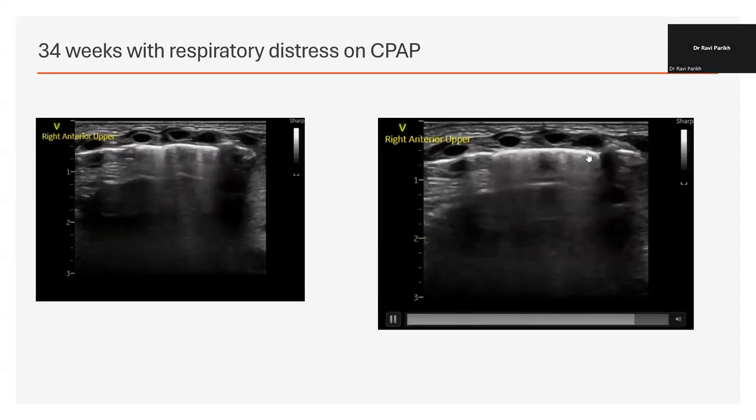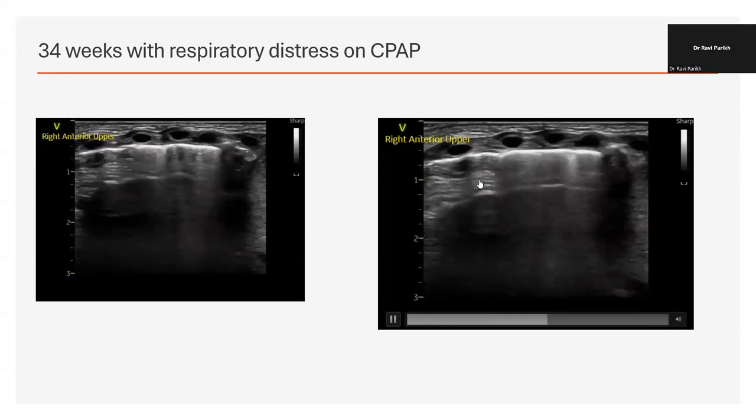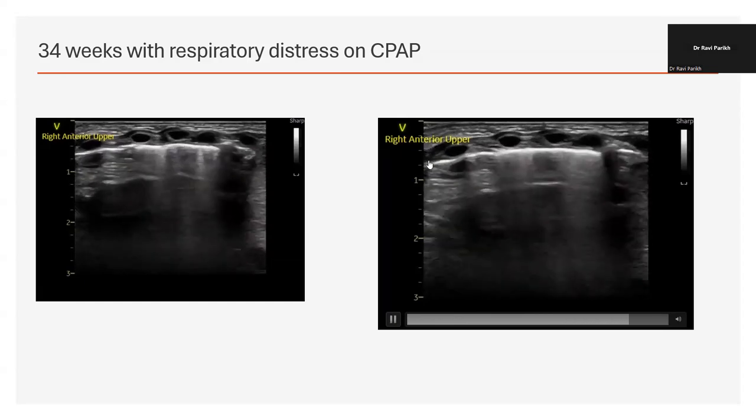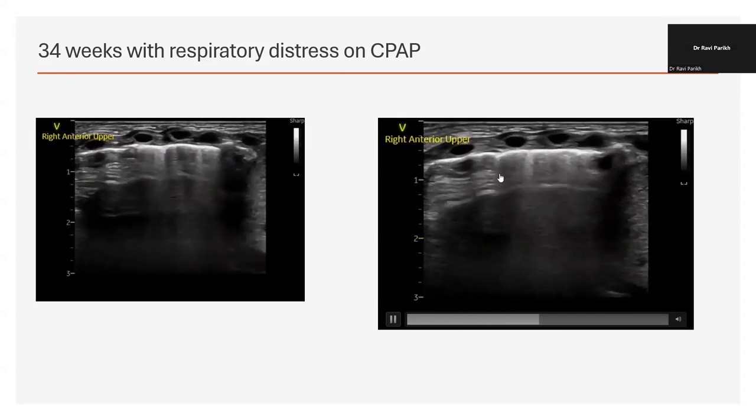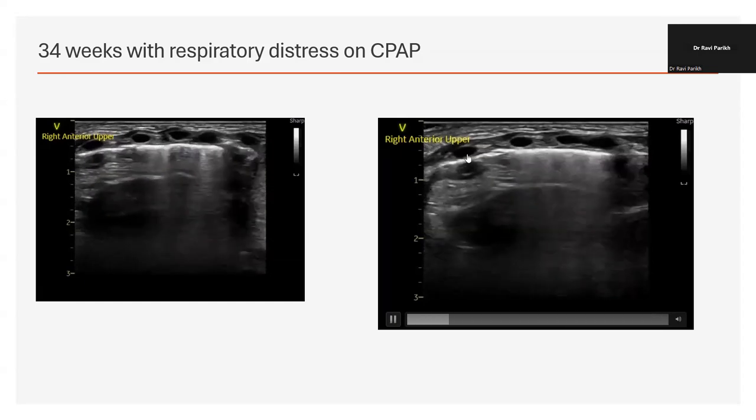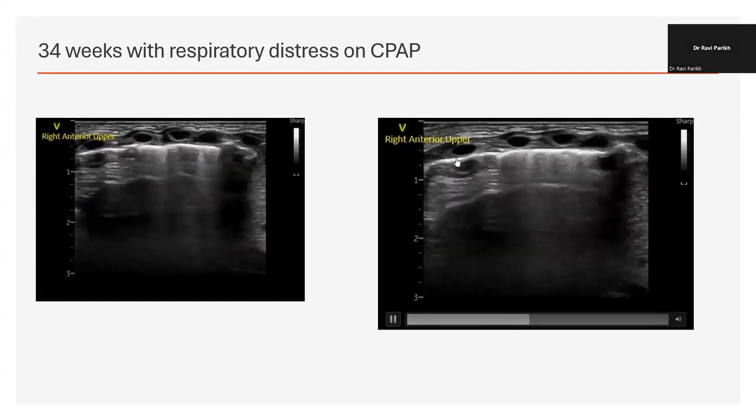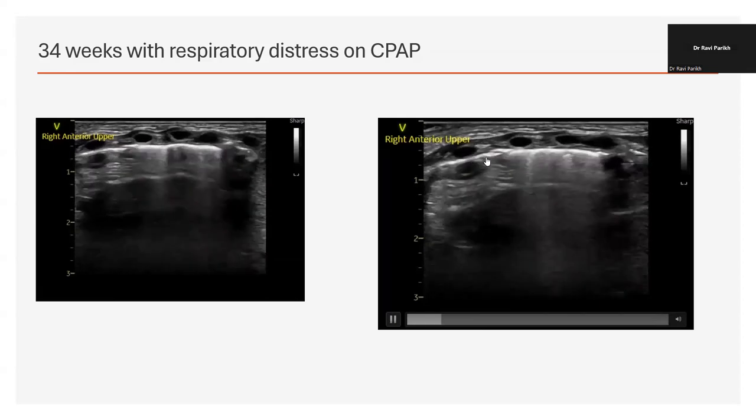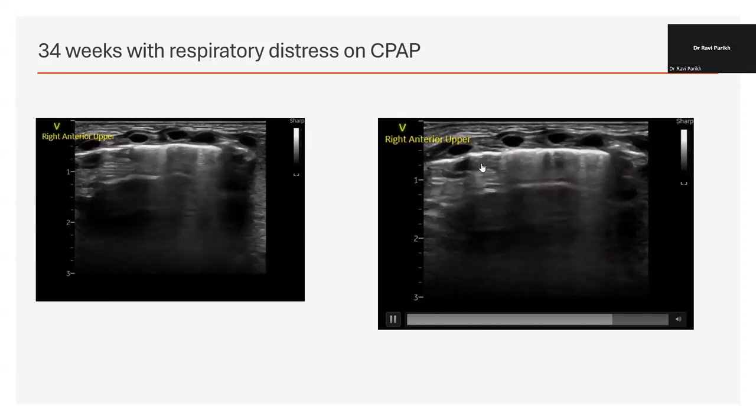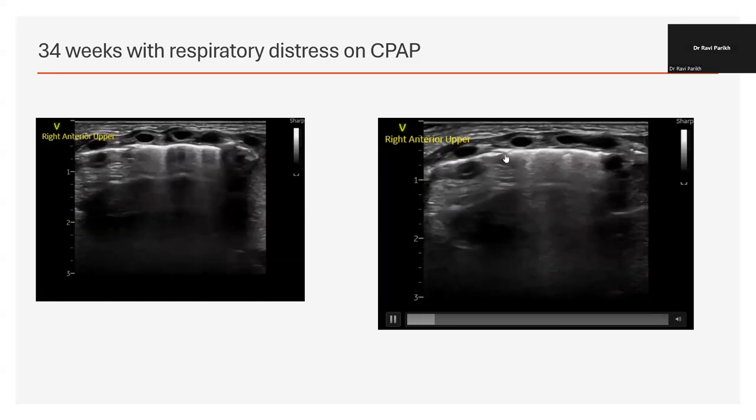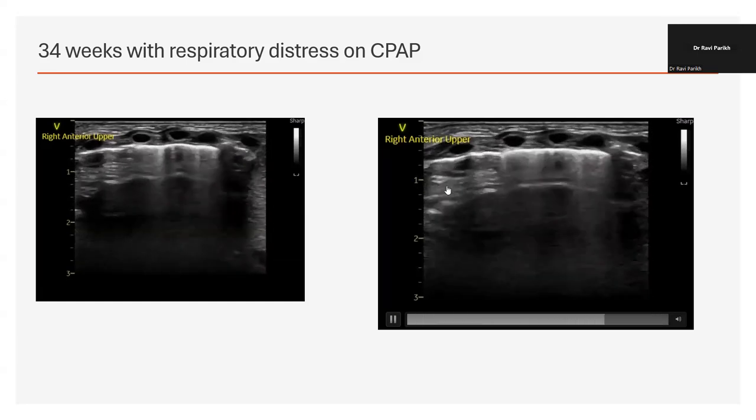I've just magnified the image to give you a little bit more. So anything else that you want to comment on? I think the pleural sliding becomes more clear here. There is no sliding. What about possibly a truck sign? Yeah, I can see the mirroring of the ribs.